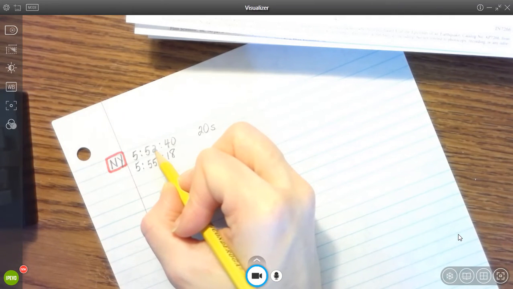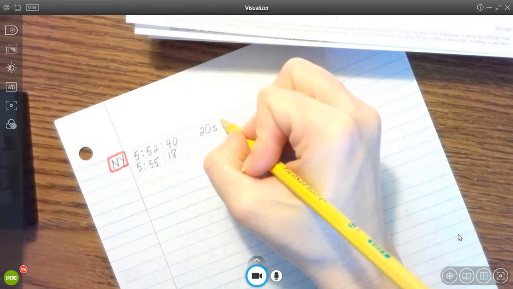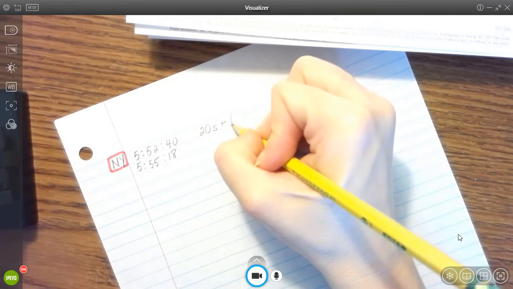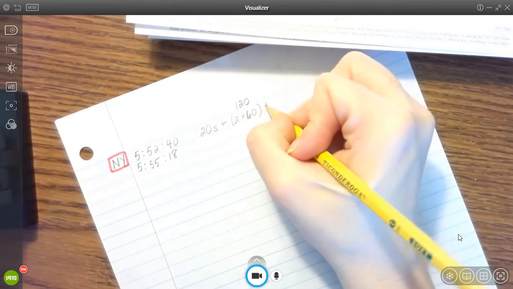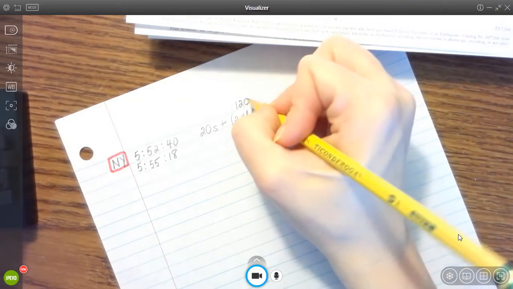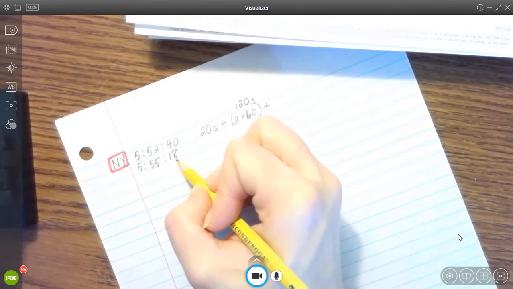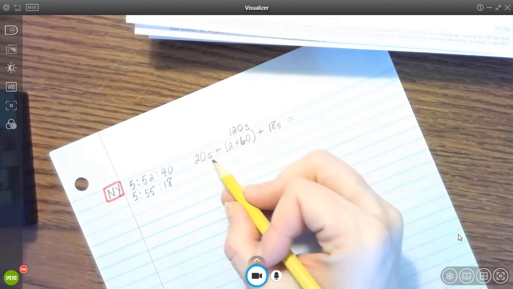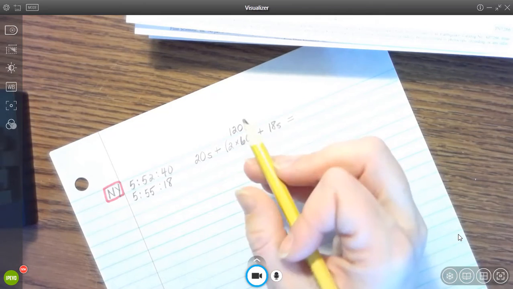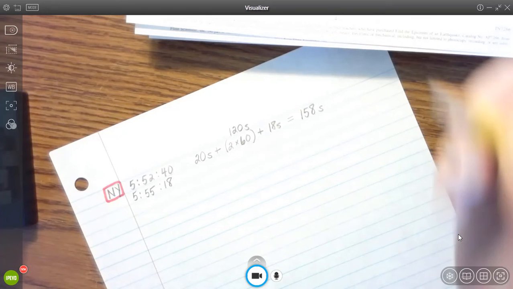Once I'm at 5:53, how many minutes do I need to get to 5:55? 55 minus 53 is 2 minutes. But I'm doing this all in seconds. So 2 times 60, that's 120 seconds. And then, now I'm at 5:53. How much more time do I need? 18 seconds. And I total those all up. 20 plus 120 is 140. 140 plus 18 is 158 seconds. So that is my lag time.